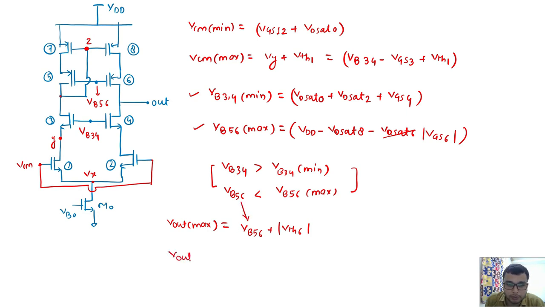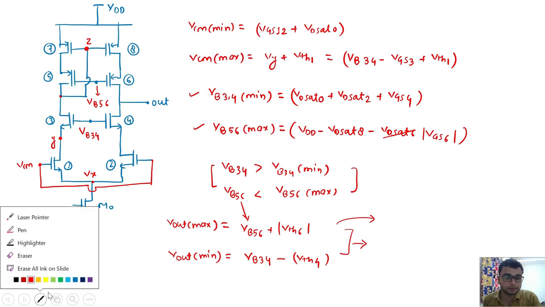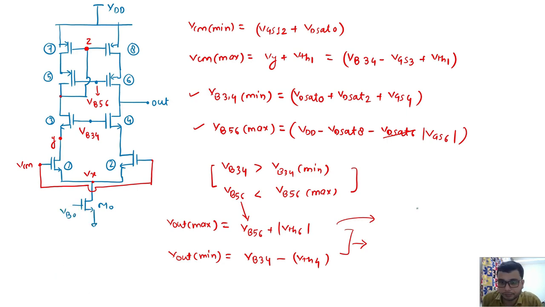And what is the minimum value? It is VB34 minus VTH4, and VB34 is already defined here. So we can see here the output's maximum and minimum value. And if we compare these two things, this is not the only maximum value that the output is getting. One more value that the output can get as maximum is, I'll change my color, let's say green.